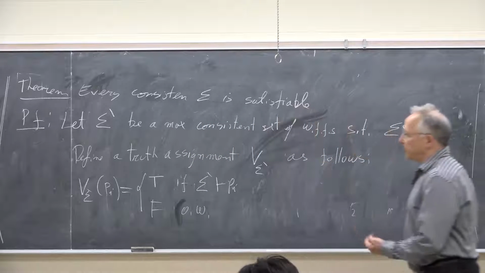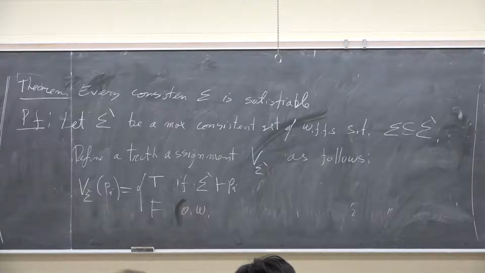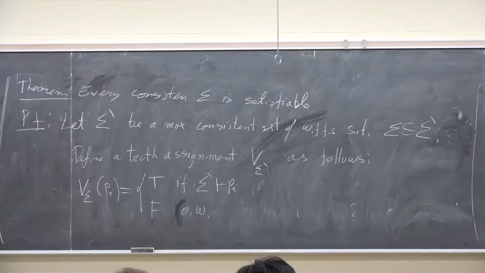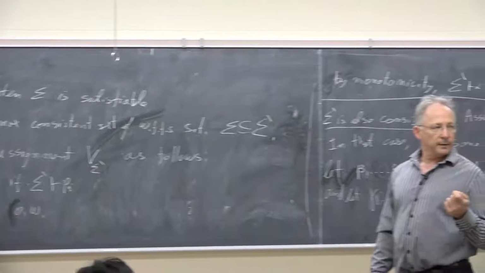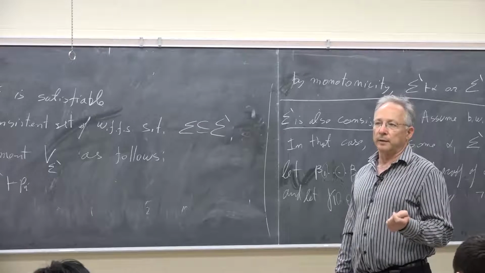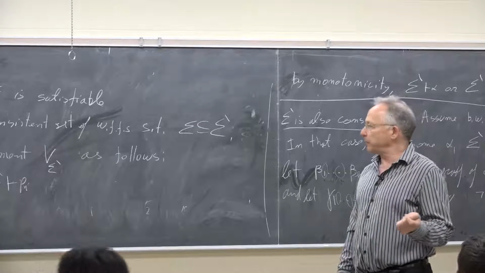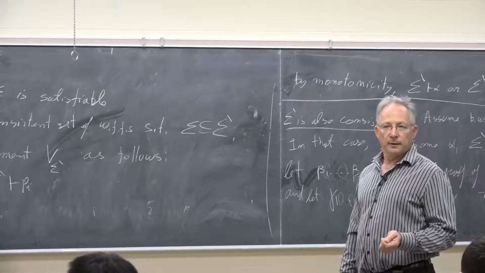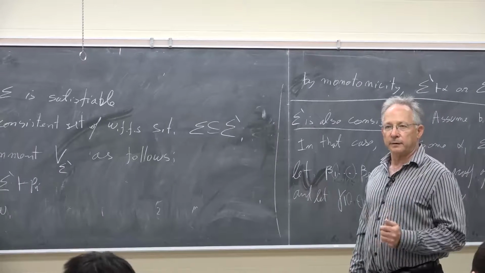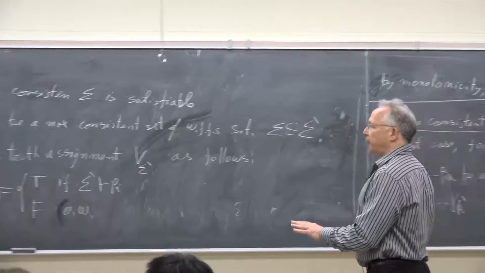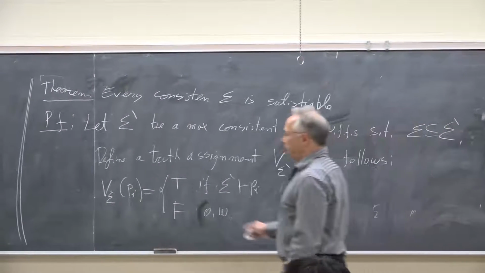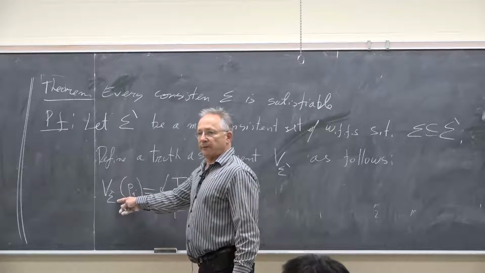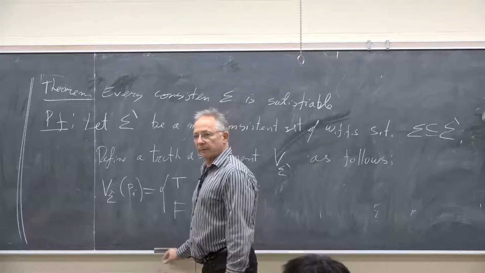So I need to define a truth assignment. You give me a variable pi, but the variable is also a formula. So I can check if sigma prime can prove it or not. If it can prove it, I'll give it true. If it cannot prove it, I'll give it false. So that's a well-defined truth assignment. This is well-defined no matter what I put here. For every sigma, it's a well-defined truth assignment.